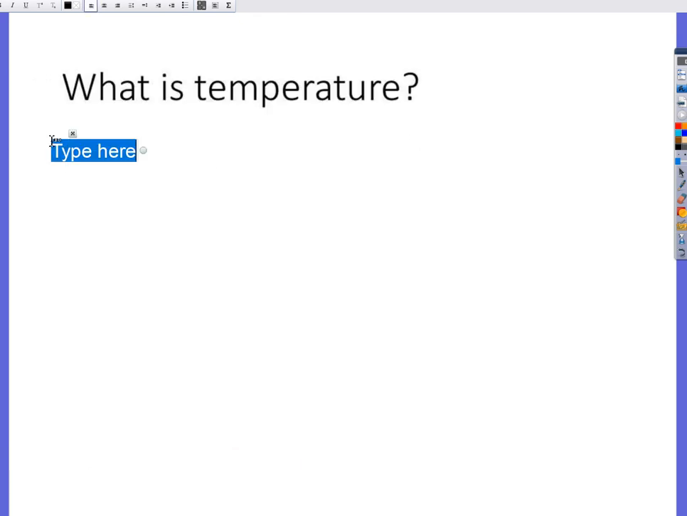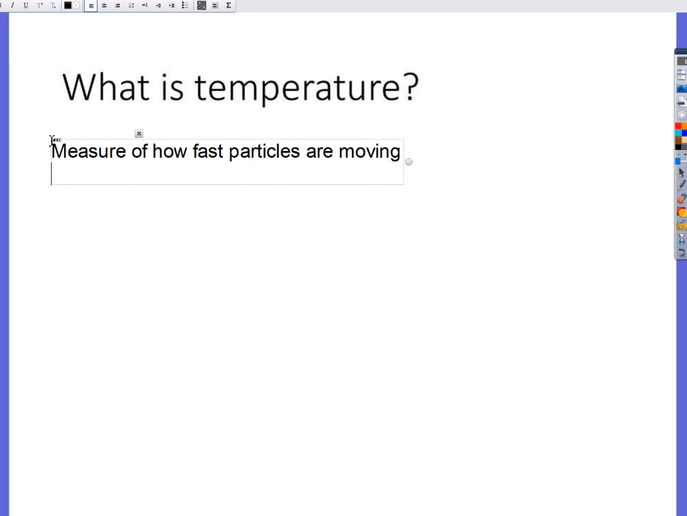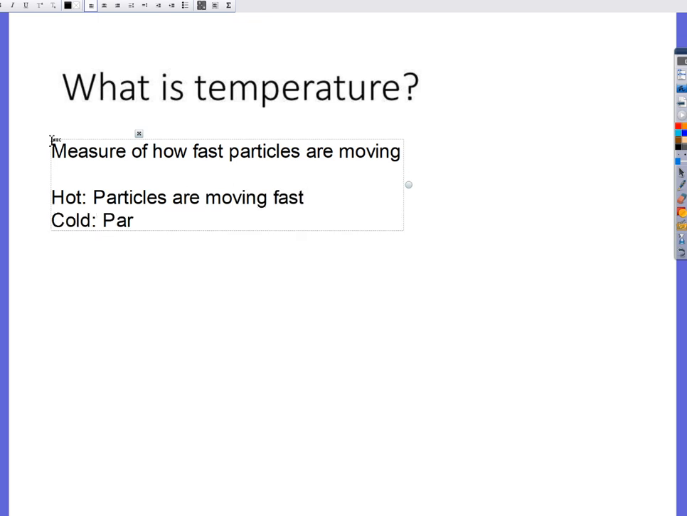What is temperature? Temperature is just a measure of how fast particles are moving. So if something is hot, particles are moving very fast. If it's cold, particles are moving slower.